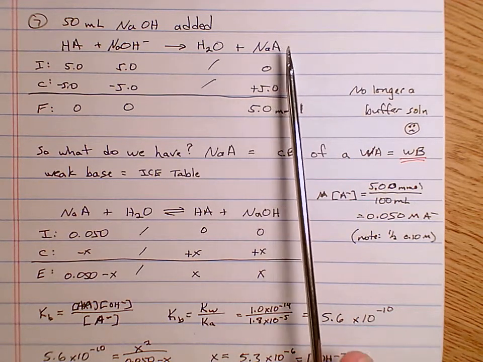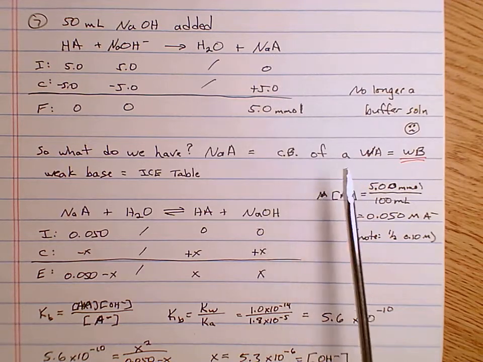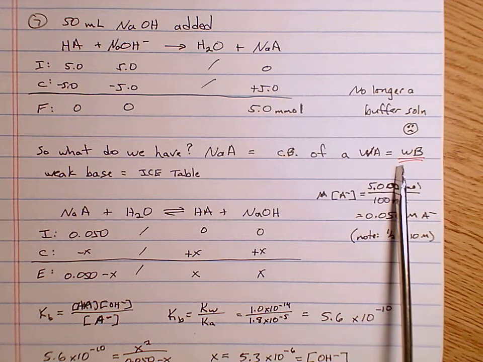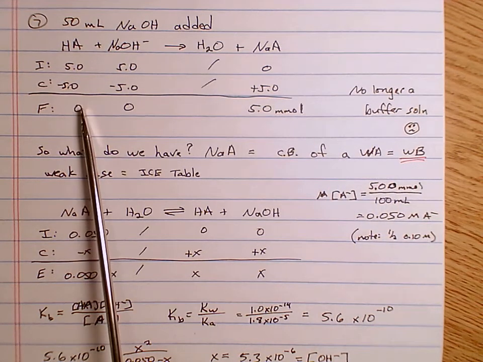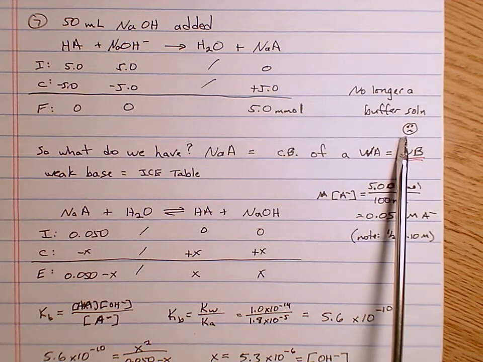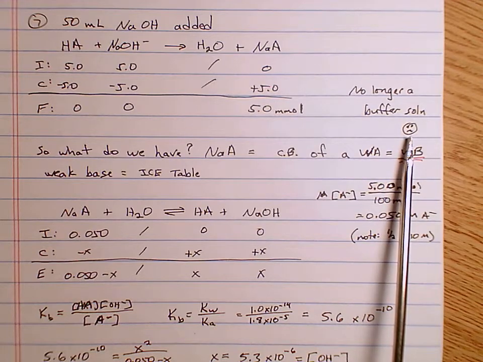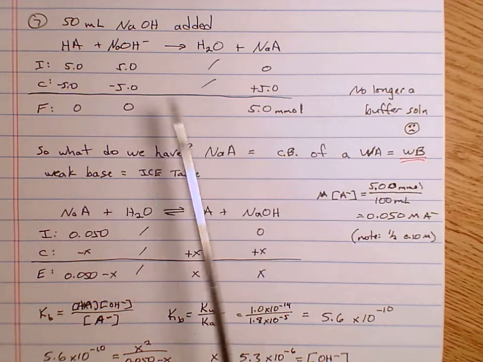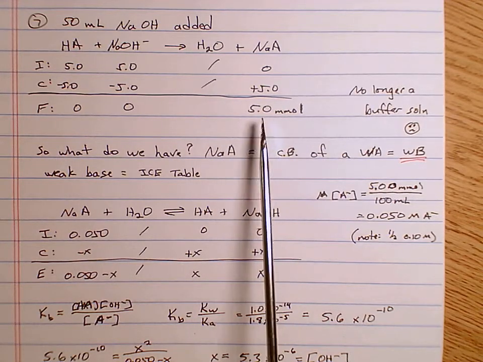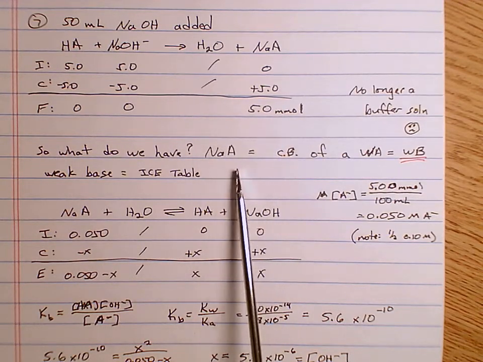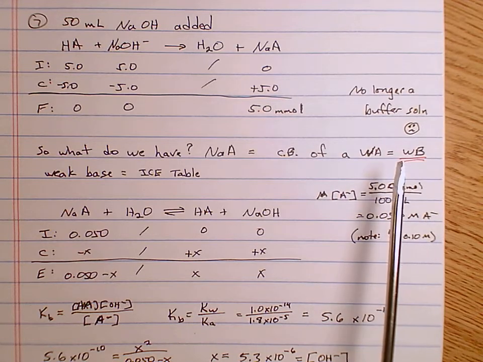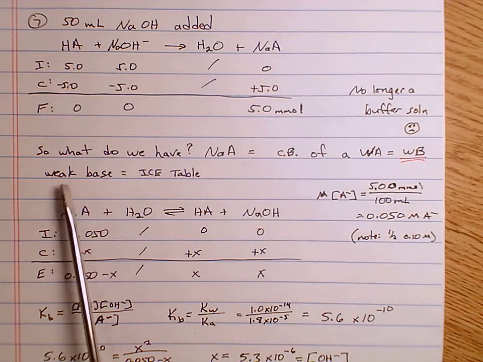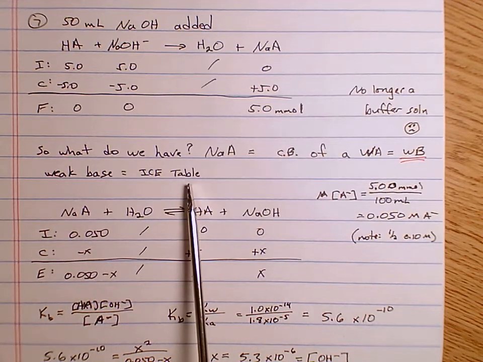But recall, this is the conjugate base of a weak acid, and the conjugate base of a weak acid is a weak base. We don't have any HA left, so we don't have a buffer solution anymore. We cannot use Henderson-Hasselbalch. All we have in solution now is sodium acetate, the conjugate base of acetic acid, and the conjugate base of a weak acid is a weak base. So how do you find the pH if you have a weak base in solution? Ice table. We're going to have to go back to an ice table.